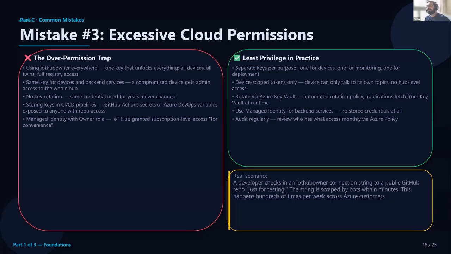In this case, the fix is very straightforward. Create purpose-specific policies. A device that only sends telemetry should have a policy with only device connect permission. A service that reads should have only registry read kind of permission. Rotate credentials on schedule, and treat any IoT hub key like a production database password. Store it in Key Vault, not in configuration files, or in the environment variables at all.